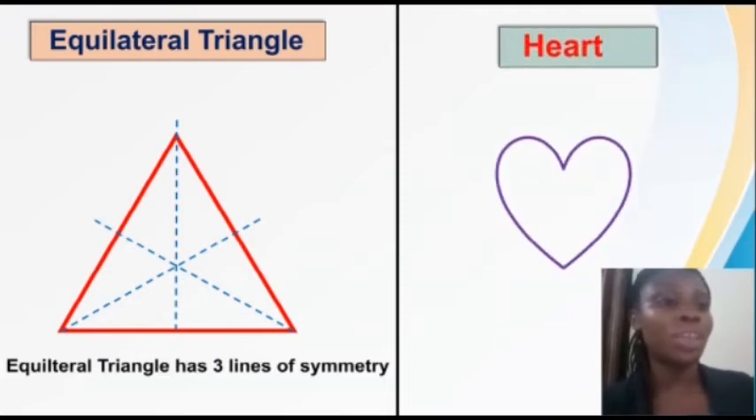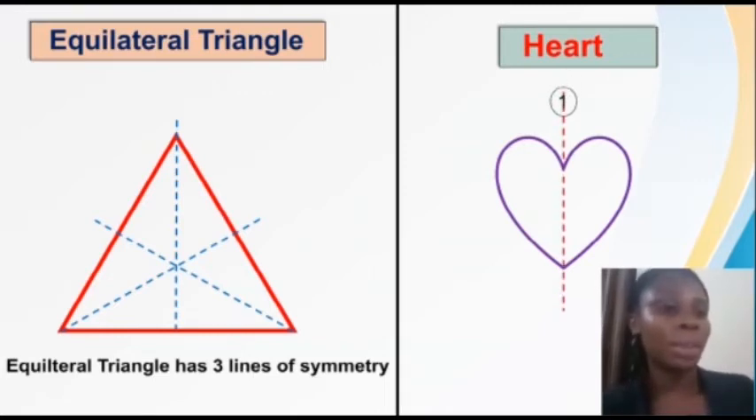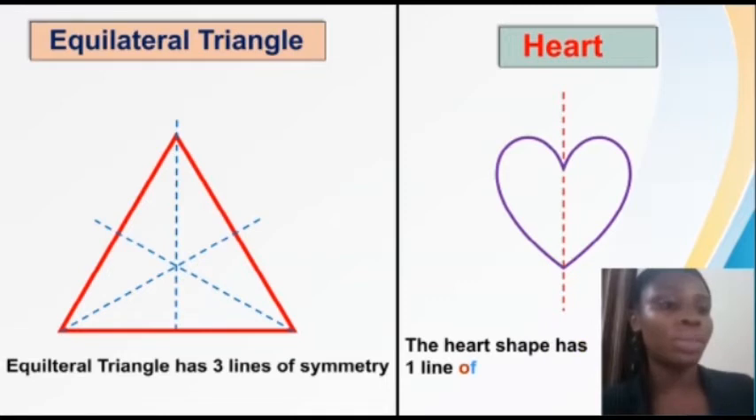Next one is the shape of a heart. How many lines of symmetry has a heart? Let's find out. 1. The shape of a heart has 1 line of symmetry.